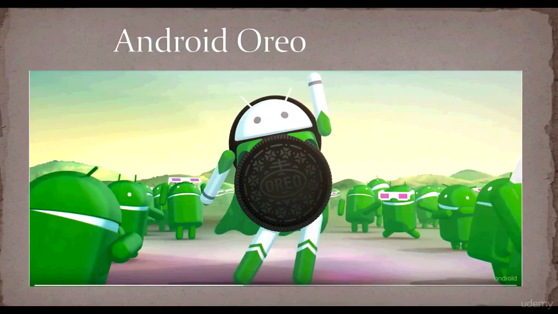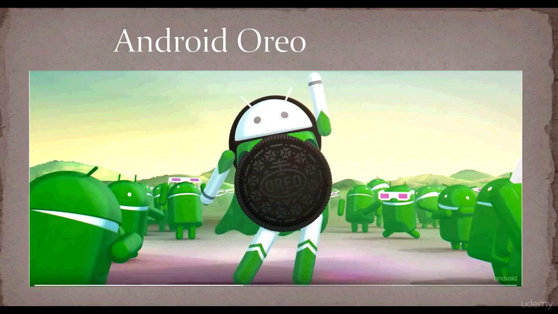So here I'll tell you about Android Oreo, that is Android O, which is the final release in August 2017 by Google. So we'll see what Android Oreo is, what new features we are going to get for Android Oreo, and how we can build an app for Android O phones.